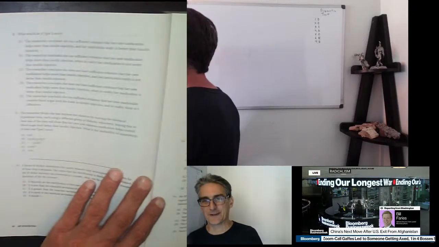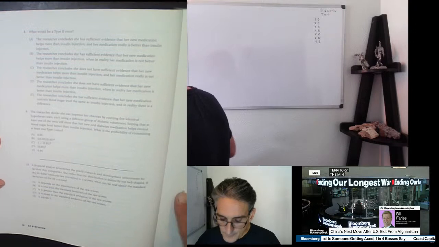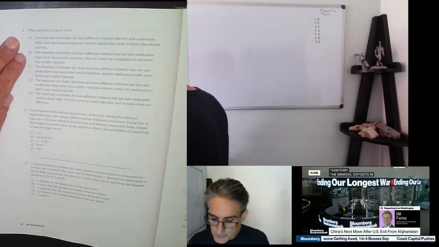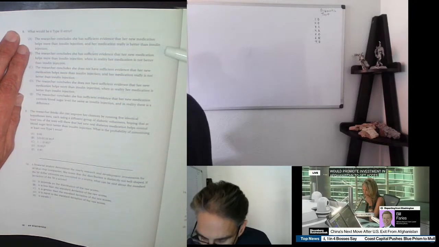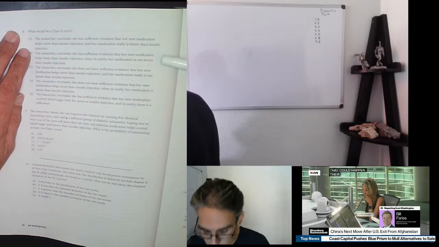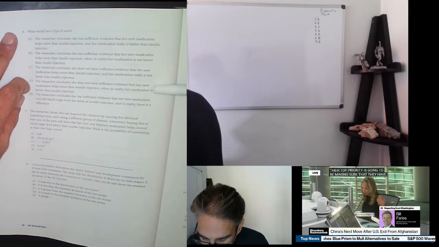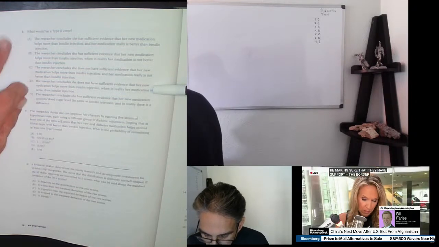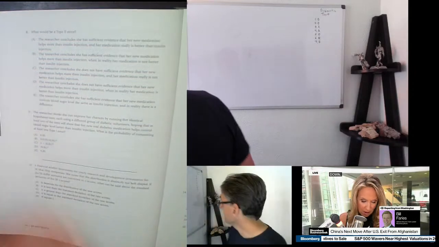What would be a type 2 error? Well, I think we're going to be able to find one of these relatively easily. A. The researcher concludes that she has sufficient evidence that the new medication helps more than insulin injection, and the new medication in reality, yeah, these are all exactly the same, so we'll just go right to it. We'll go to D, and not E, for the reasons that I just mentioned. A, D.